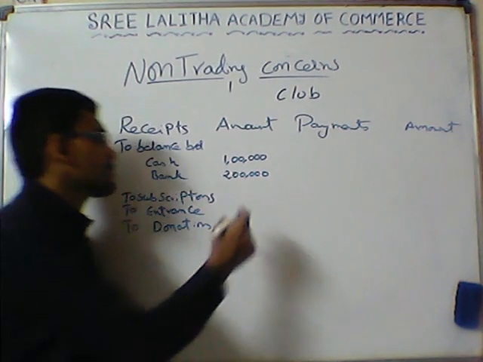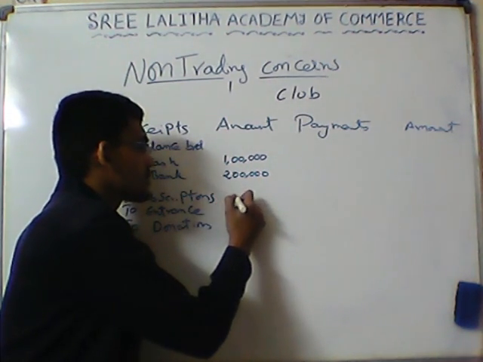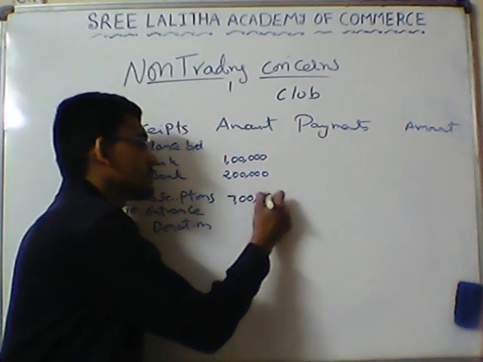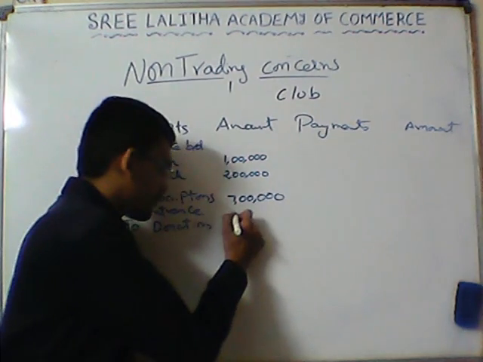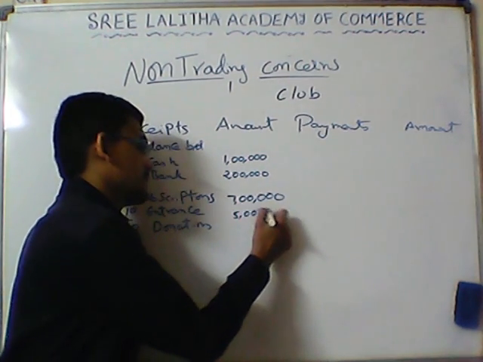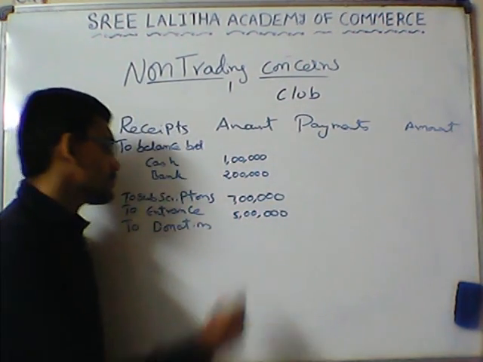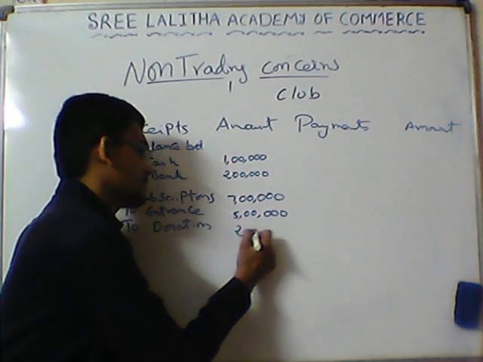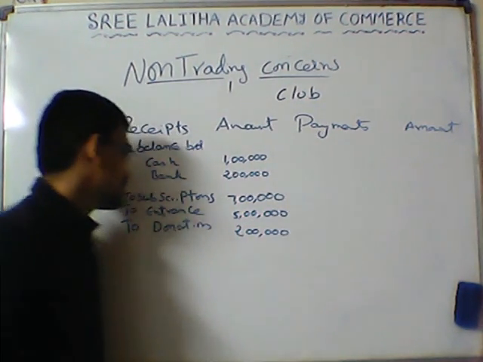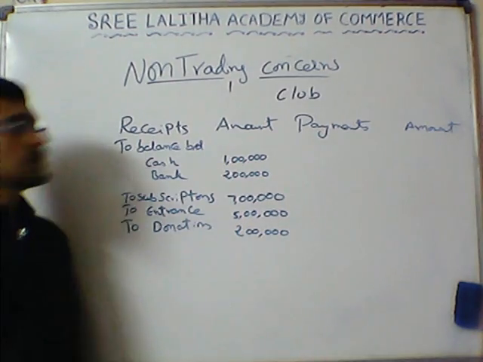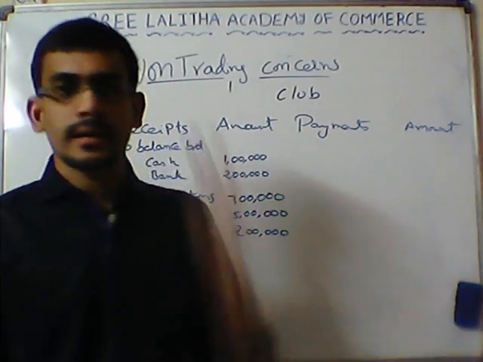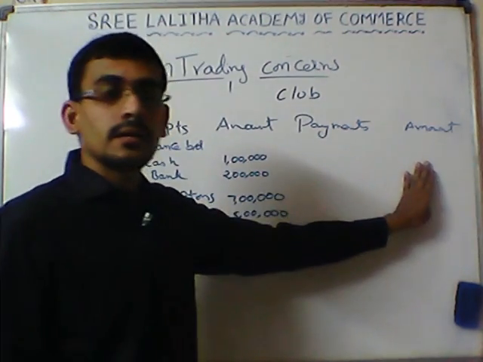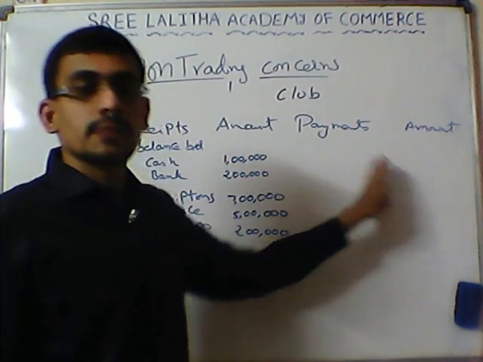Say subscriptions, for the time being, we will assume this as 7 lakhs. Entrance fees, say the club is collecting 5 lakhs. The club has received donations of 2 lakhs. So that's the receipt side. Coming to the payment side, we know that the payments made during the current financial year must be credited, even as a capital, even as a revenue.